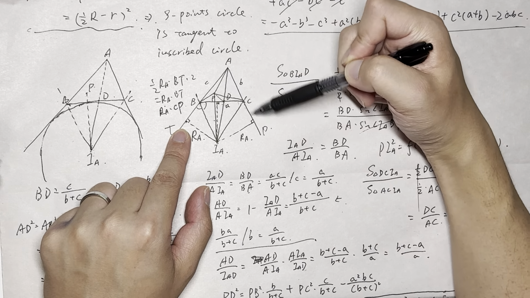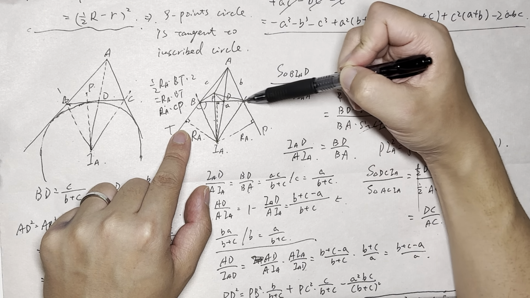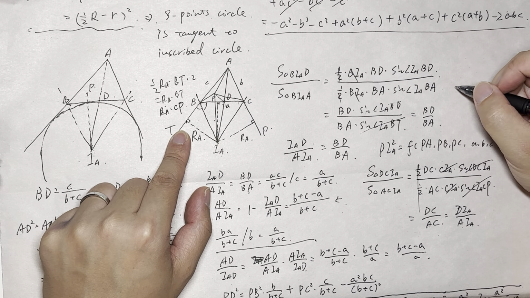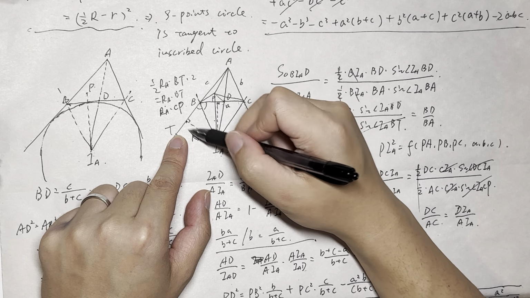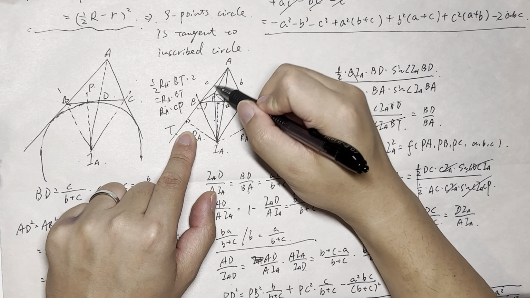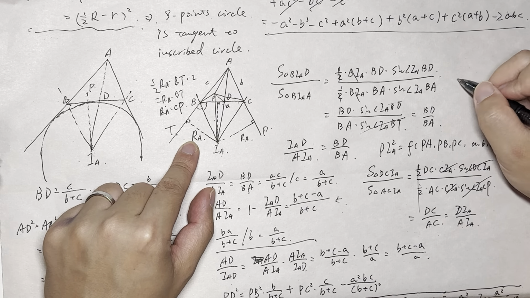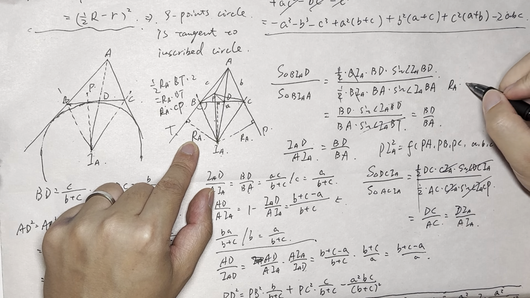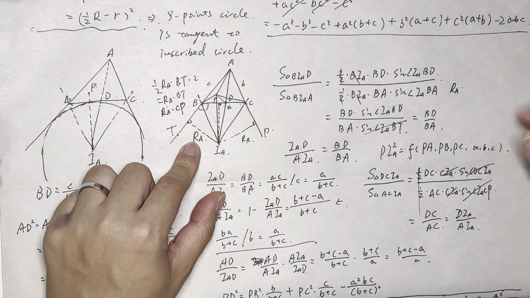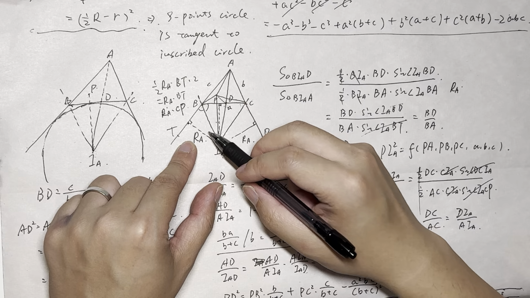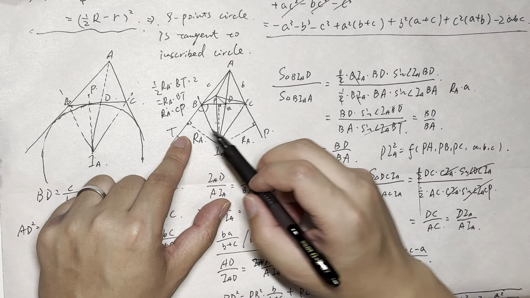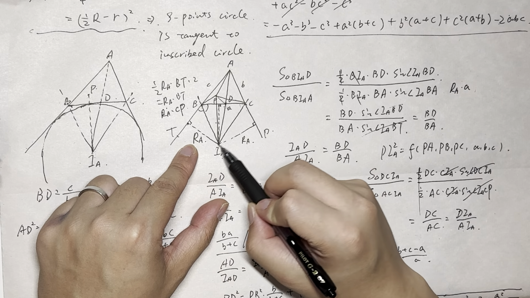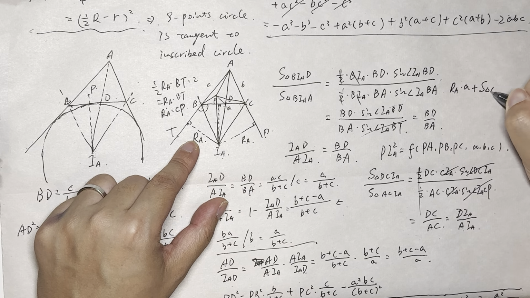And look at this, CP plus BT, it's actually a, right? That makes a triangle, that makes the area of this one, the area of this one, and plus this area would be RA times a. You can see it here, right? RA times a, that's the area of this one, plus the area of triangle ABC, right?